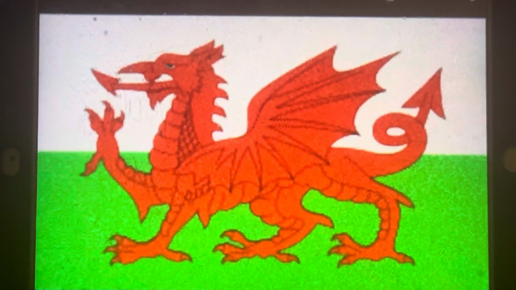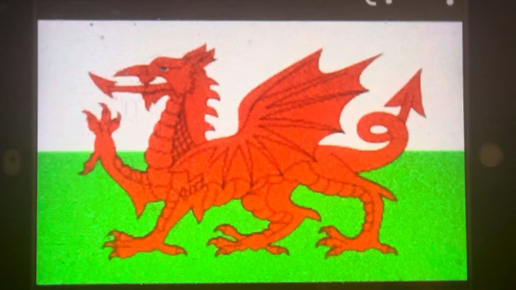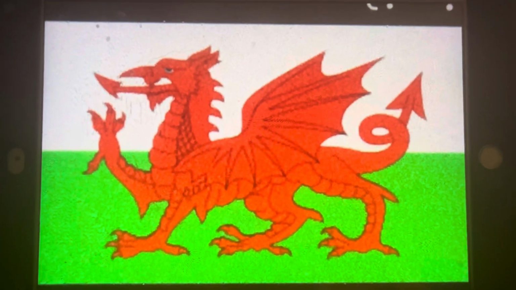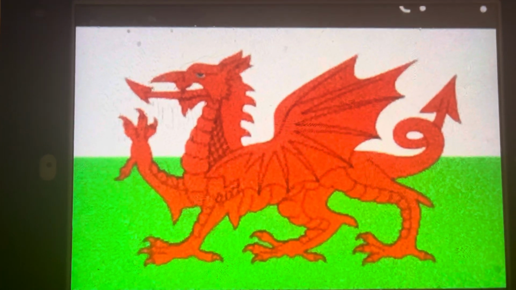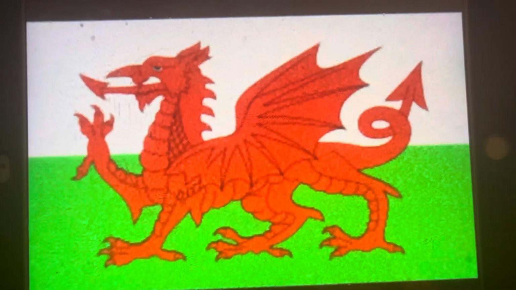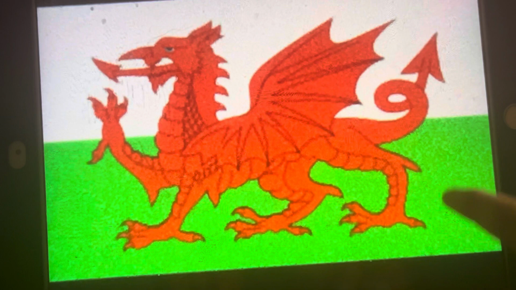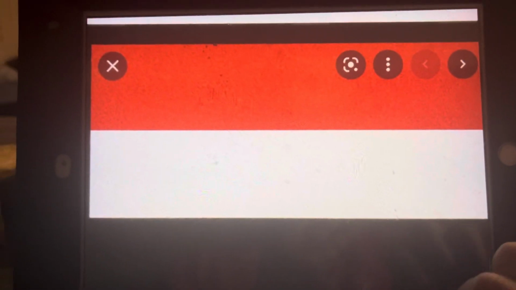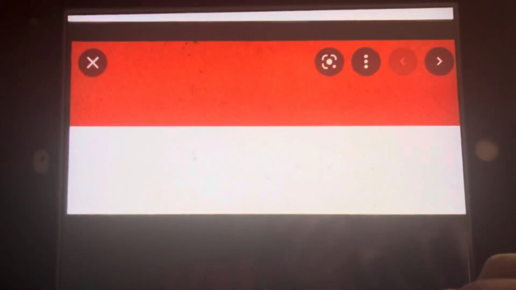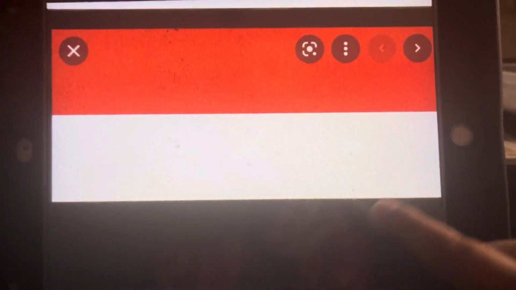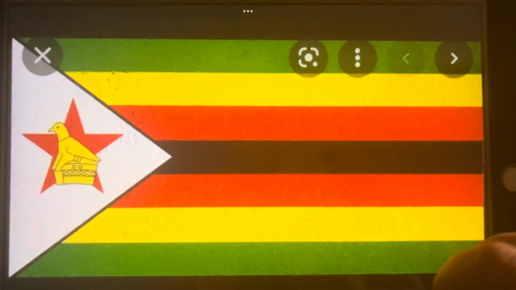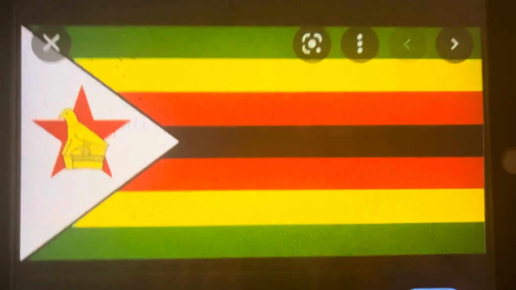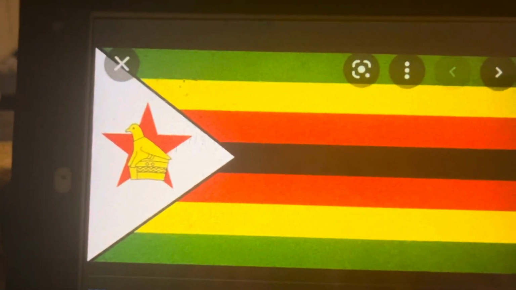W is for Wales. W. There's no country with the letter X. X. Y is for Yemen. Y. Z is for Zimbabwe. Z.